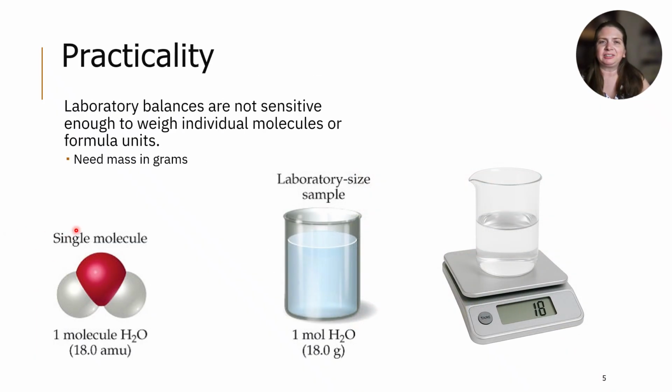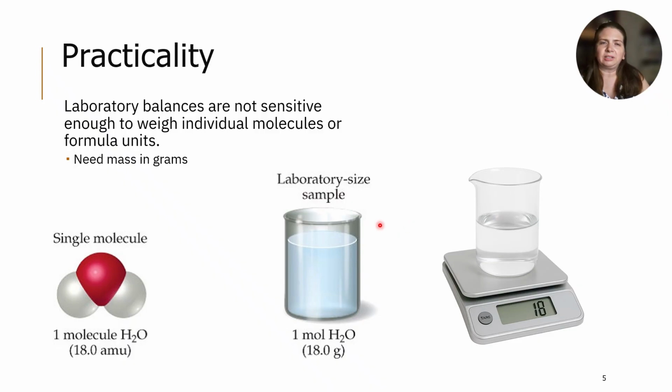Laboratory balances are not sensitive enough to measure individual atoms or molecules. Our balances measure mass in grams, which is a much larger unit than AMU, used for individual atoms and molecules. For example, a single water molecule has a formula mass of approximately 18 AMU. If we measure out 18 grams of water in the laboratory, we do not have 1 molecule of water. Instead, we have 1 mole of water.